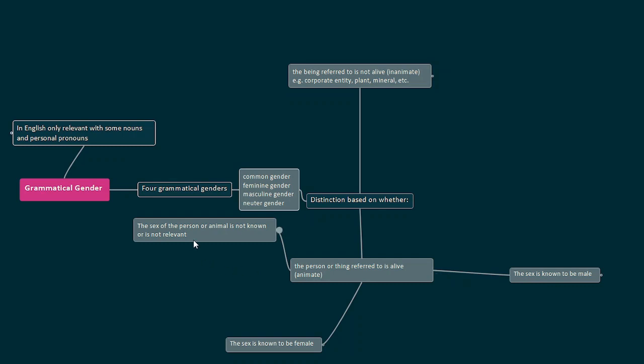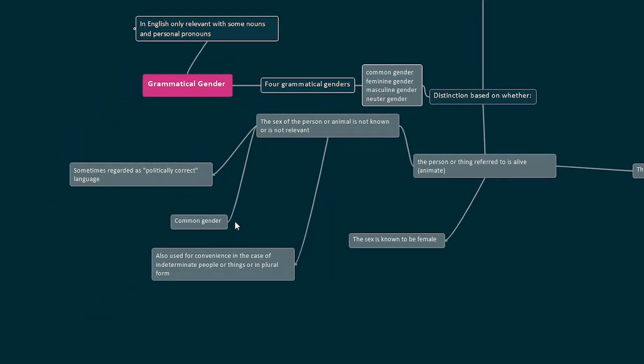Let's start off with a situation where we either don't know the sex or the sex isn't relevant. This is the common gender. It's sometimes referred to as politically correct language, but it's also used for convenience in the case of indeterminate people or in a plural form.